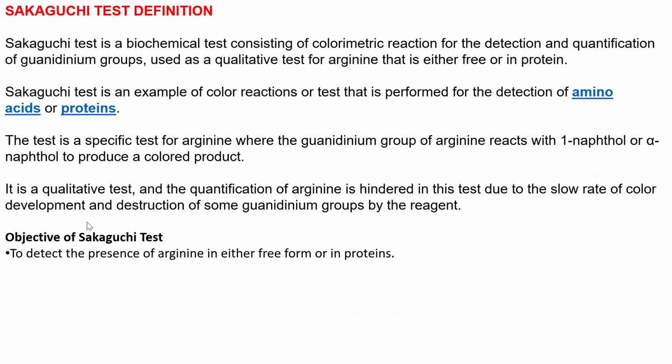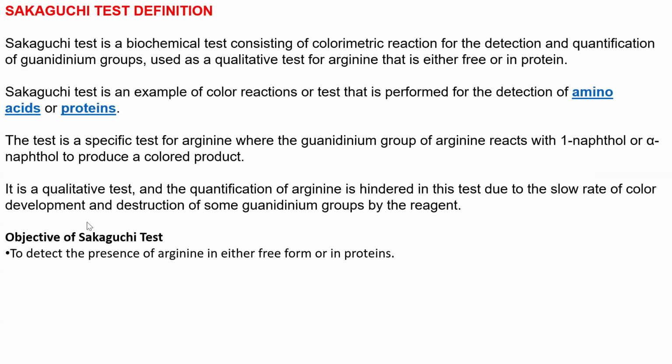So now the next thing is Sakaguchi test. Sakaguchi test is a biochemical test consisting of a colorimetric reaction and is usually used for detection and quantification of amino acids with guanidinium groups, which is actually a qualitative test for arginine that is either free or in a protein. So arginine is an amino acid that contains guanidinium groups. So you can use Sakaguchi's test as a qualitative method.